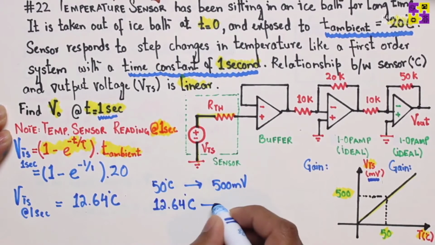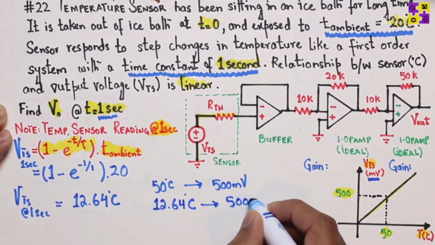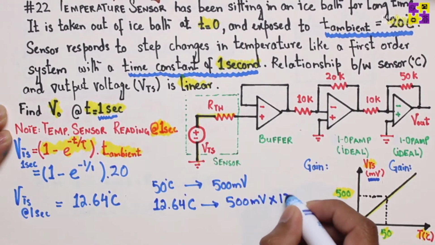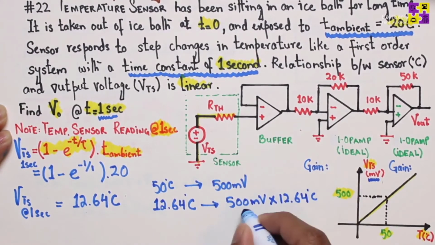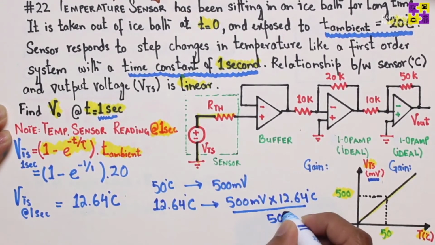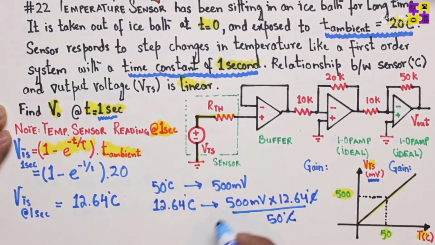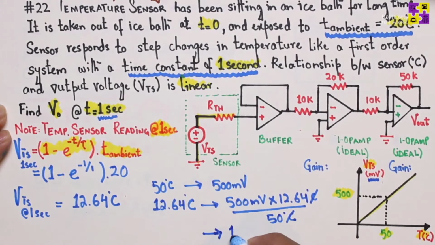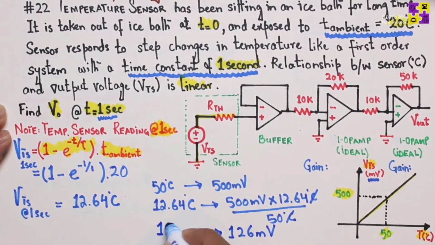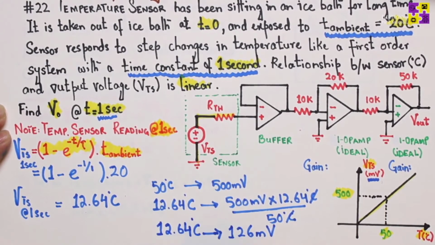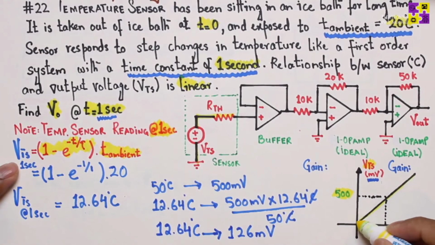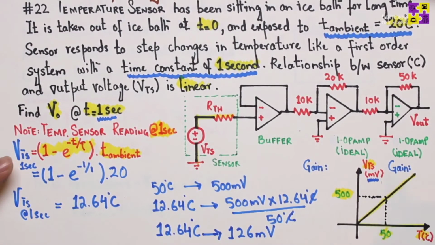12.64 degrees centigrade would correspond to 500 millivolt times 12.64 degrees centigrade divided by 50 degrees centigrade. Centigrade will cancel out. And if I do the math over here, this basically corresponds to 126 millivolt. In other words, 12.64 degrees centigrade corresponds to 126 millivolts. Remember, this comes from the relationship that exists between the output voltage and the temperature, which is a linear one. This was given in the problem, correct?